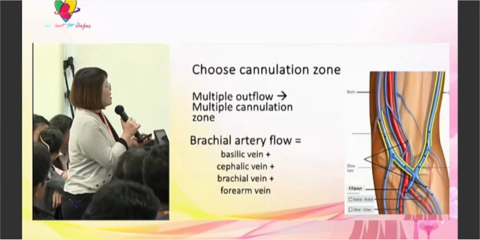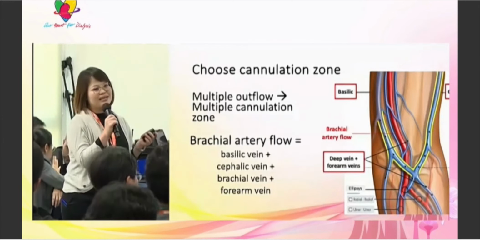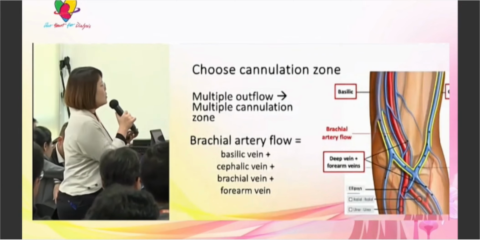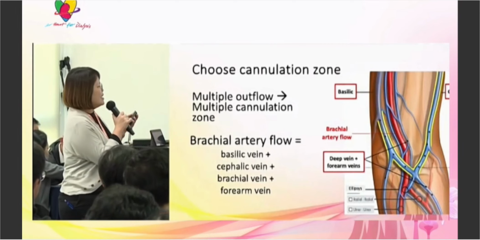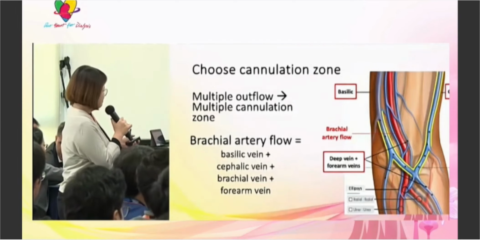What we look at is that, as we already talked about, the brachial artery flow is basically a sum of the flow from the basilic vein and the cephalic vein, as well as the deep vein, or sometimes even the forearm vein.